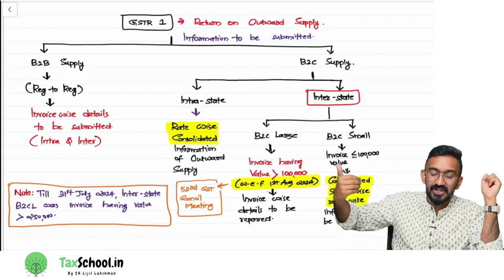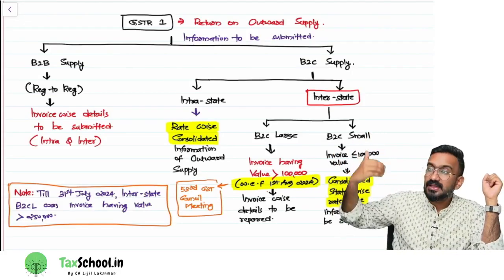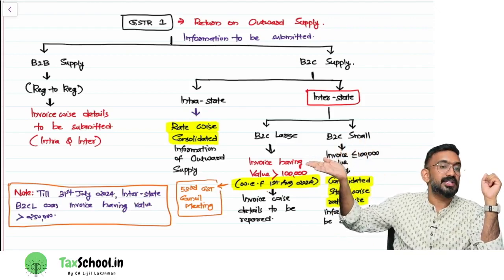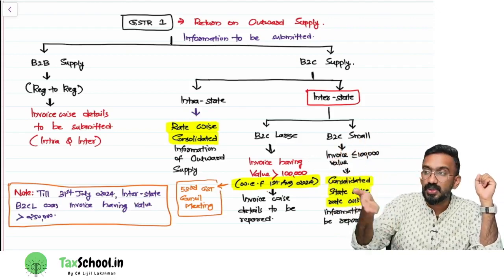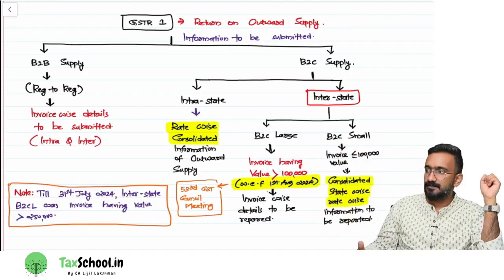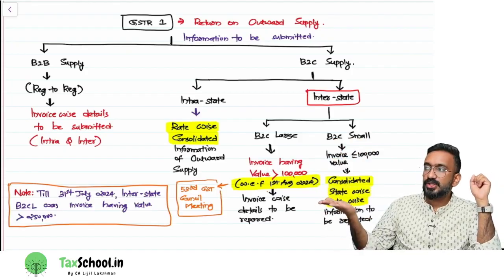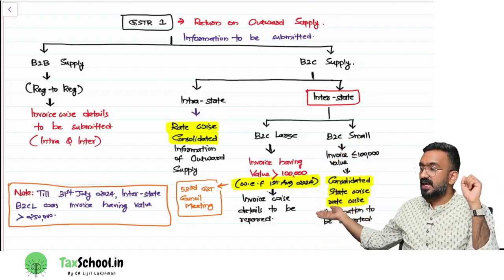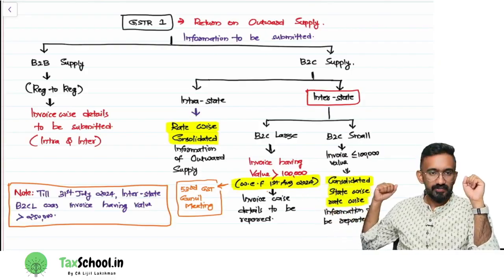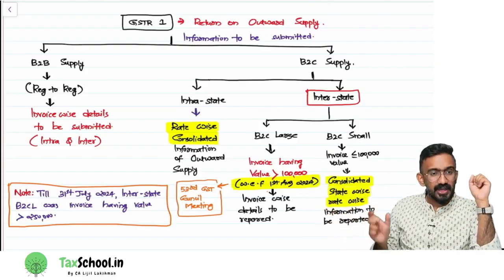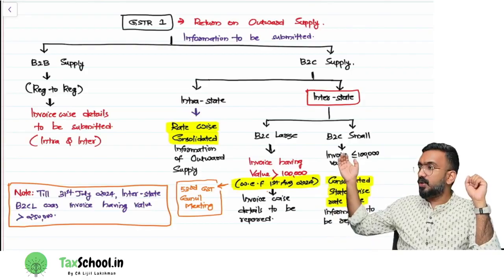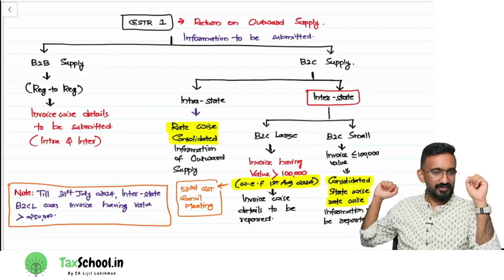Till 31st of July, that limit was 2,50,000. Now it is reduced, for your exam onwards, to 1 lakh. So invoice-wise details are to be given in that case. Exactly 1 lakh or less than 1 lakh will be called B2C small.